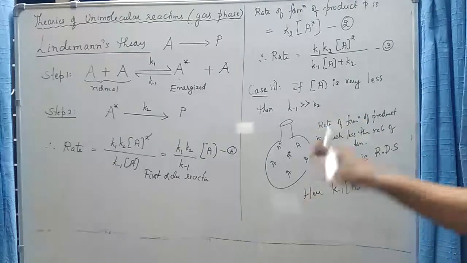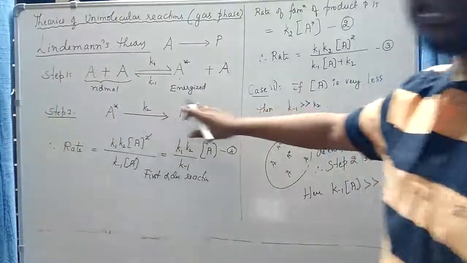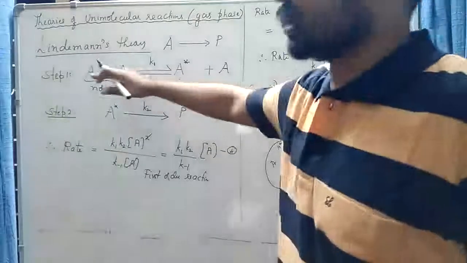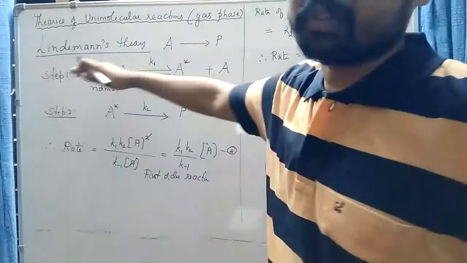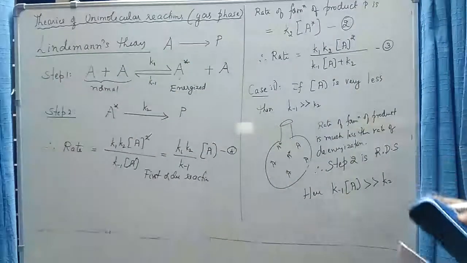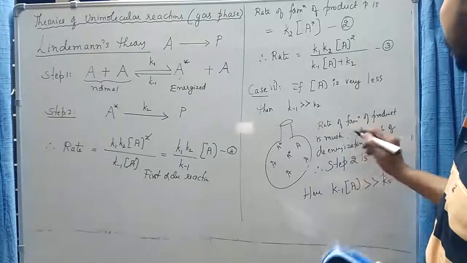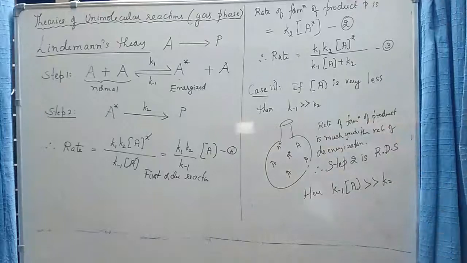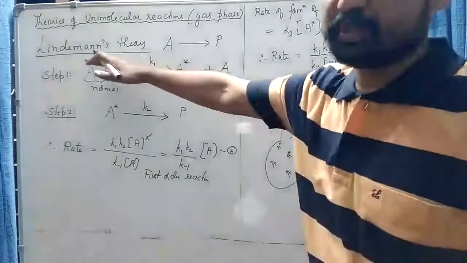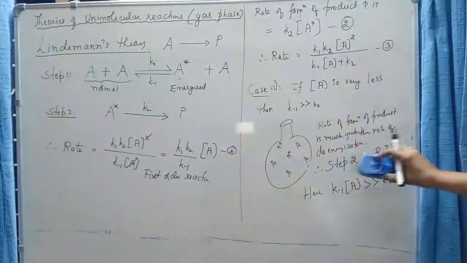So in such a case, the rate of formation of the product, that is the rate of the second step, is much faster than the de-energization step, that is the rate of the reverse step. So in this case, the rate of formation of product is much greater than the rate of de-energization. So the reverse step is much slower than the second step. So which is the rate determining step now?